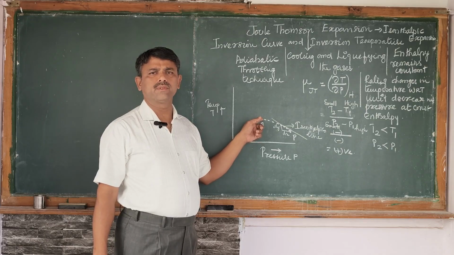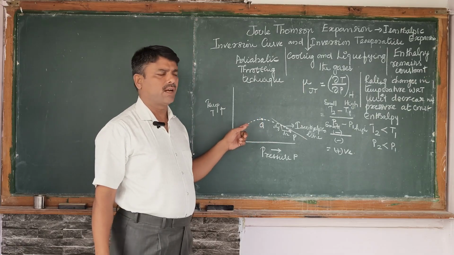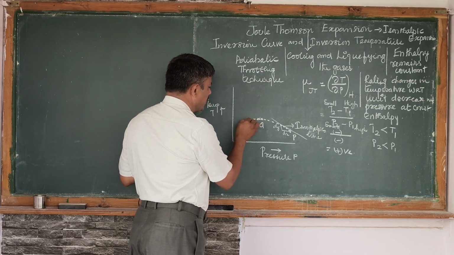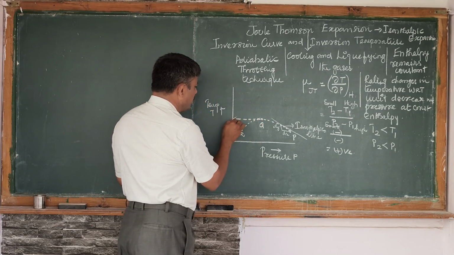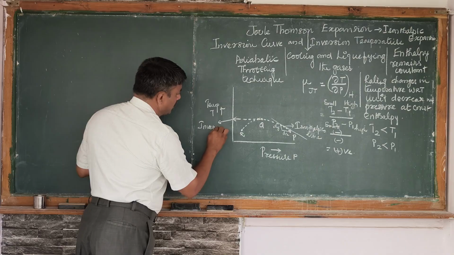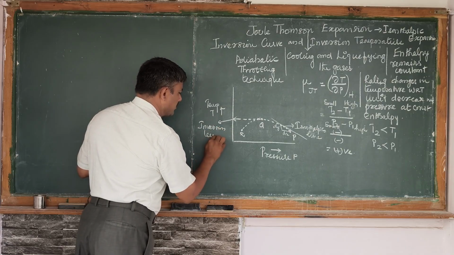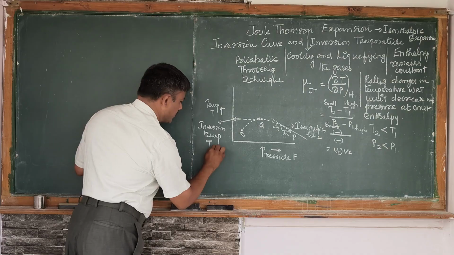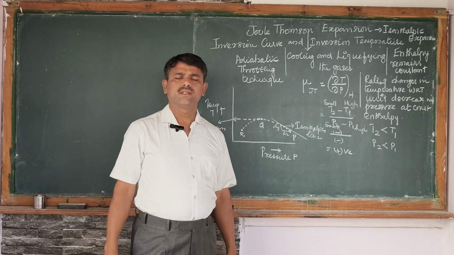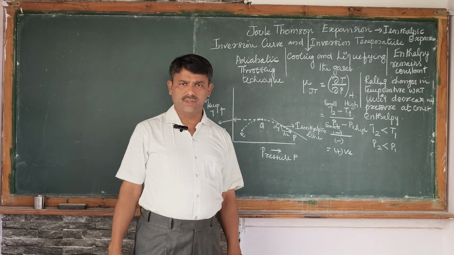At one particular point, the slope of the isenthalpic line becomes 0. That means the Joule-Thomson coefficient is 0. The temperature at that point is called the inversion temperature, T inverse. Inversion temperature means the temperature at which the Joule-Thomson coefficient becomes 0.